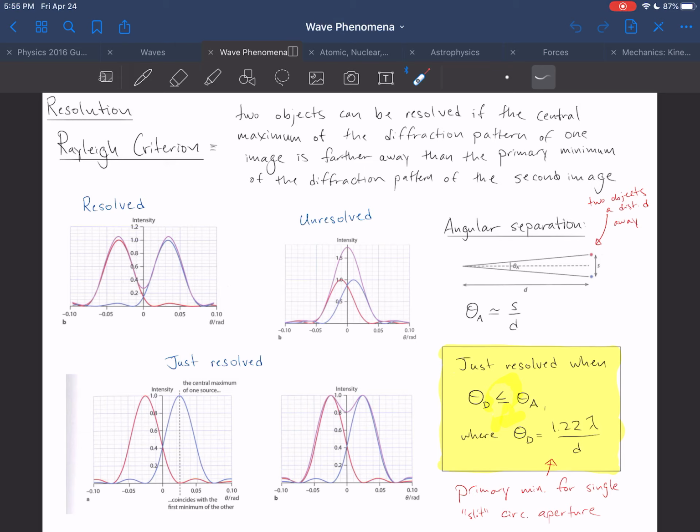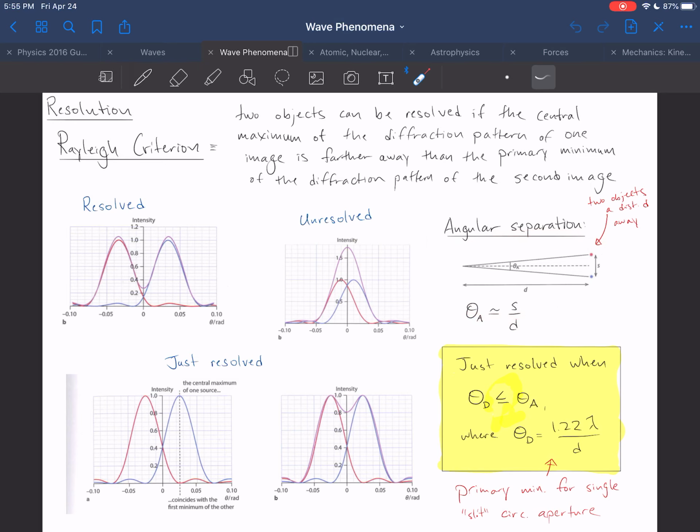So, often we want to ask, all right, are we too far away to resolve the image? To do that, we need to consider the relationship between our distance away from two objects and the angular separation between them. So consider this situation right here.